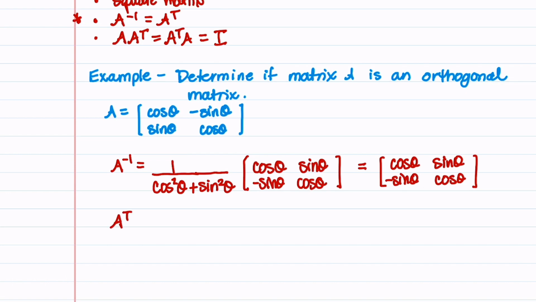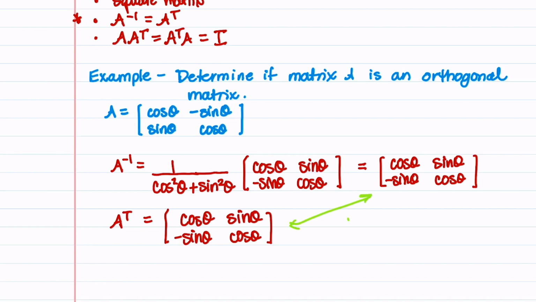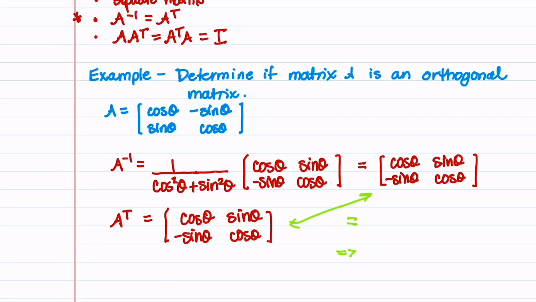Now let's compute A transpose. We take A, we switch the rows and the columns. So the first row of A becomes the first column of A, and then the second row of A becomes the second column of A. And we can see that these two matrices are the same. So that tells us that A is indeed an orthogonal matrix.